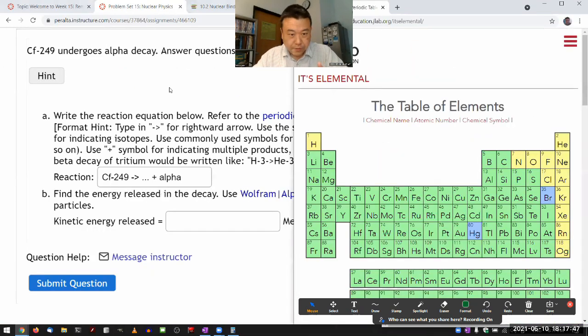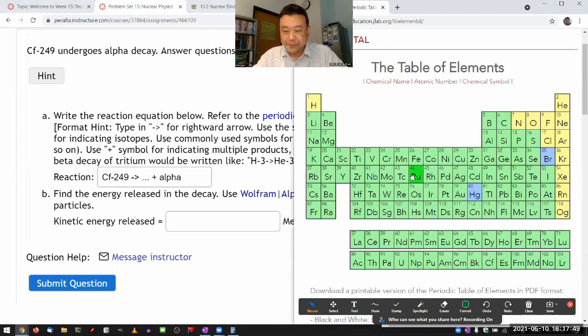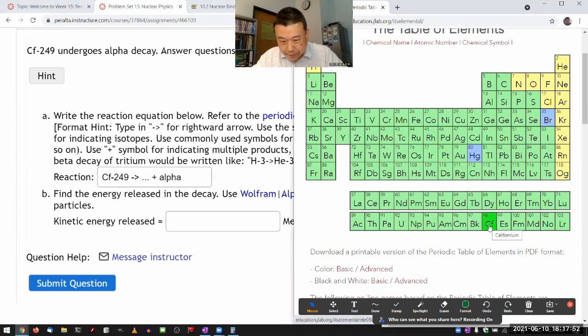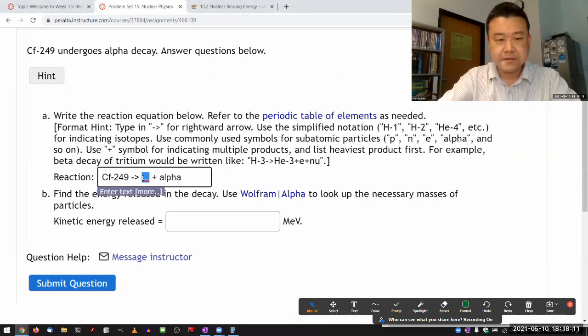So with that, I need to look up my periodic table to see this is my californium. So I'm going to go down in atomic number by 2, Cm, whatever that is. Curium, oh, that's after Madame Curie, Marie Curie. So curium, which has atomic number 96. Once you say it's curium, then that's implied. What I need is the mass number here. So it should be 245. So that should be it.